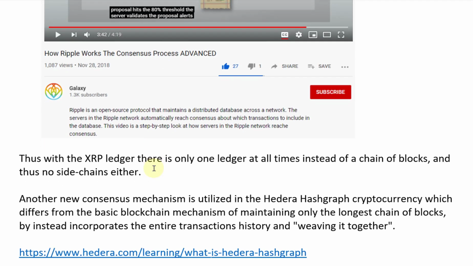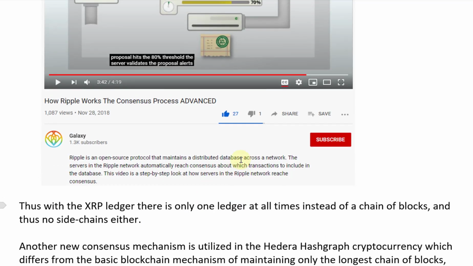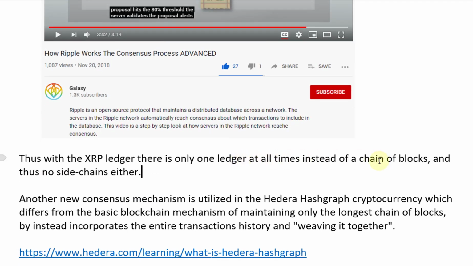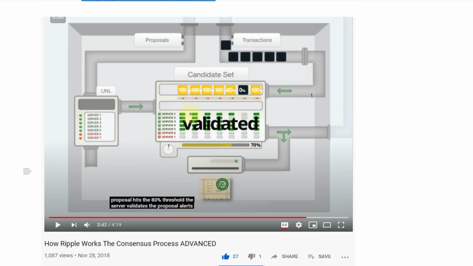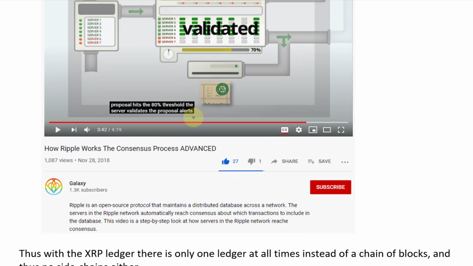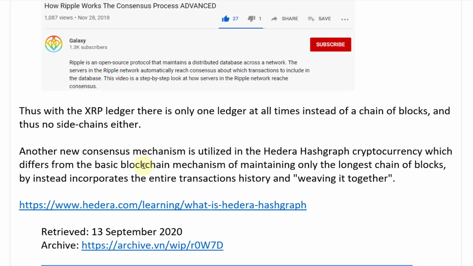That is one of the key points, and the security and so on depends on how you're doing it and what the ultimate goal is. So that's with the XRP ledger. There is only one ledger at all times. There are no blocks or chains, instead of a chain of blocks, and thus no side chains either. You throw transactions in, and there's a trusted group that you have. And then when the entire network reaches a specific 80% threshold, it will consider it all valid and go on.